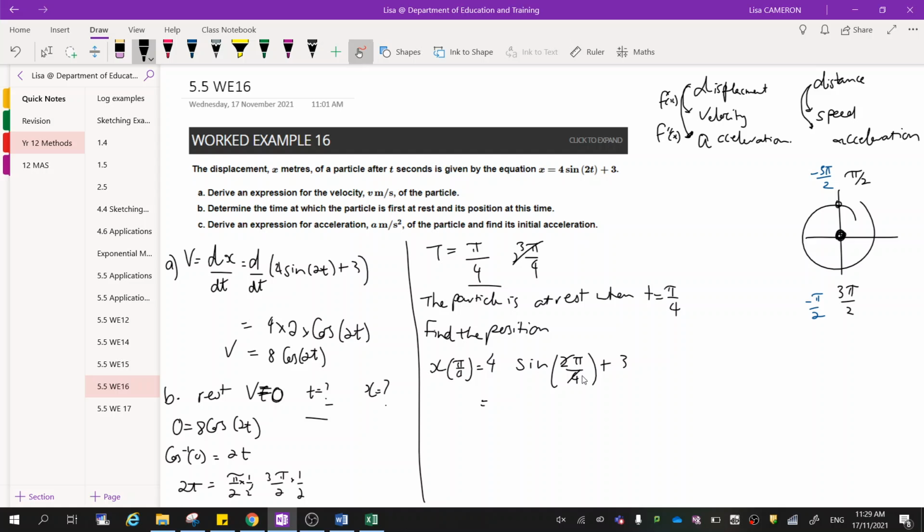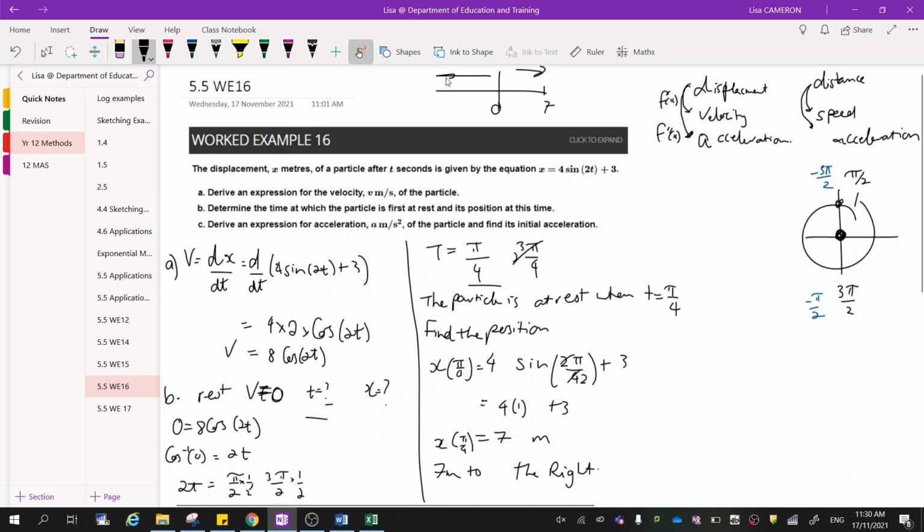Now, sine, this will cancel out to be a half. Sine of a half is equal to positive 1. So 4 times 1 plus 3 is going to be equal to 7. So it does, meters. Okay, so therefore its position is 7 meters to the left. Sorry, to the right. Now, I know that because it's a positive number. So if this is 0 here, 7's over here in the right direction. If it was negative 7, it would mean that its direction is in the left.